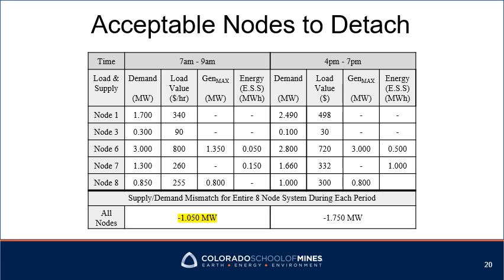So we've constructed this table using the heuristics of which nodes are acceptable to island, as well as our MATLAB analysis of the system constraints during the 2 periods of undersupply, where supply is less than demand. You can see for the morning hours of 7 a.m. to 9 a.m., there's a total power deficit of 1.05 megawatts over the course of those 2 hours. So we will attempt to solve this deficit by losing as little load as possible.